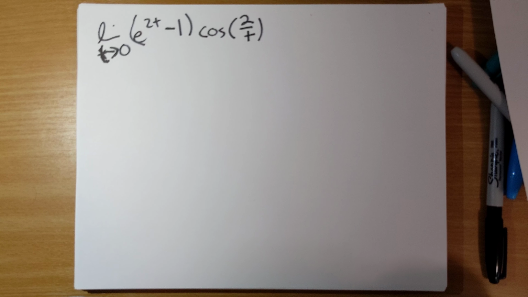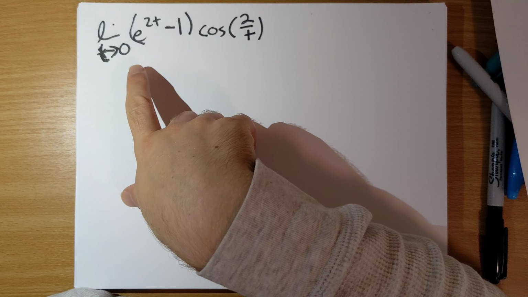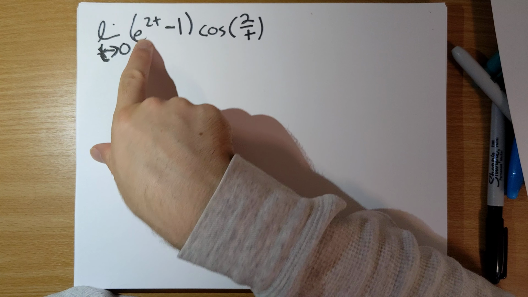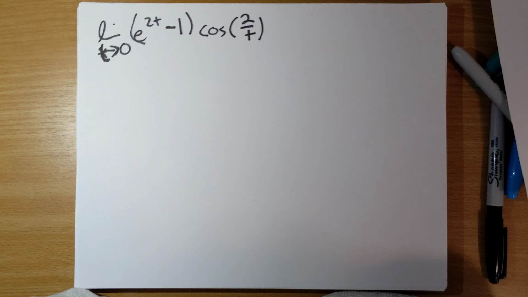Problem number 36. Find this limit if it exists. I'll explain why it doesn't exist if it doesn't exist. Limit as t goes to 0, e to the 2t minus 1 times cosine of 2 over t.